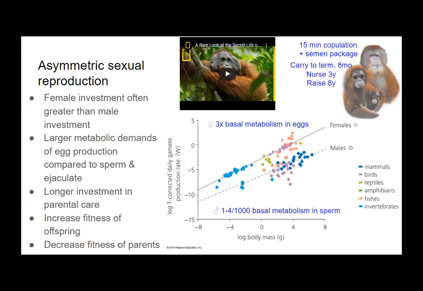We often see in comparison of male and female organisms that the females tend to invest more often and greater than the male investment. We generally see that there are larger metabolic demands of egg production compared to sperm ejaculate. So even in cases where there's not parental care, like in the orangutan, just simply the production of eggs requires more energy, more resources.